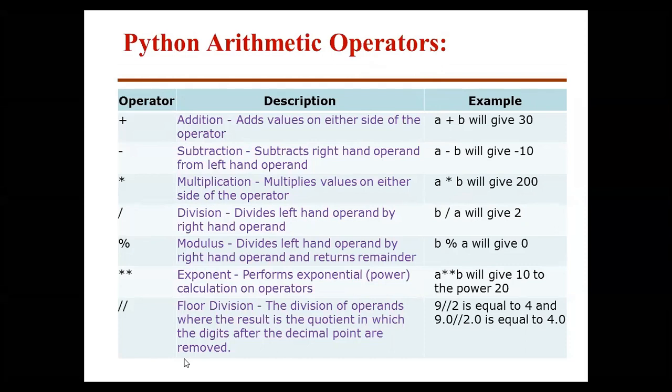Floor division is one of the new operators available in Python. It is the division of operands where the result is the quotient in which the digits after the decimal point are removed. For example, 9 floor division 2 is equal to 4, and 9.0 floor division 2.0 is equal to 4.0. All of you know why this result is 4. So these are the arithmetic operators.